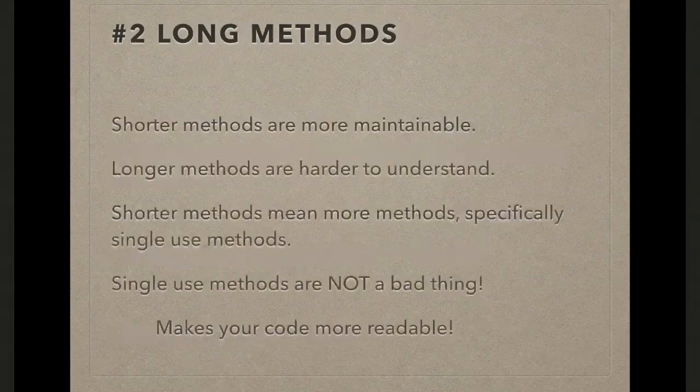So, all right, number 2 is long methods. This one's pretty self-explanatory. You've got a method in a class and it's got 400 lines. Refactor that thing, right? Break it down into different shorter methods. One big argument against this is that single-use methods are not a good thing. And I would definitely argue against that. It doesn't matter if a method only gets used by one other method.